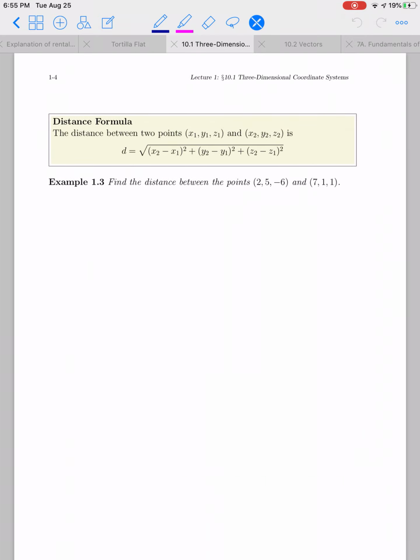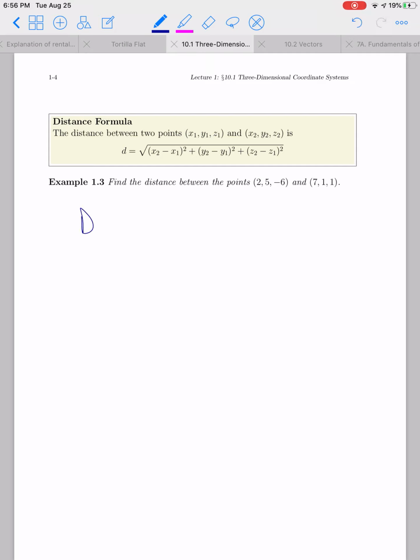So the distance formula. The distance formula in R3 is very similar to R2. We just have an addition of z. So we do the same differences between coordinates of the point, only we have a third component to add in there, and that'll be it. So let's have a look at the distance formula in this situation.